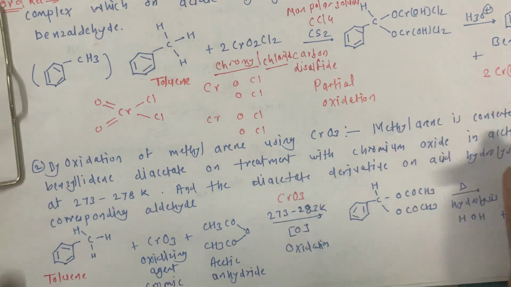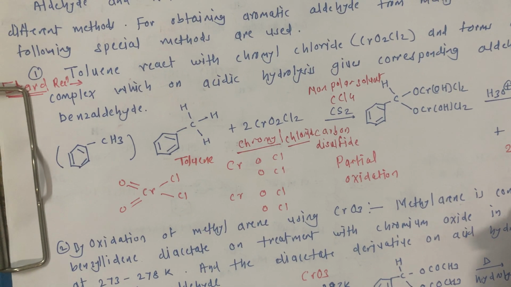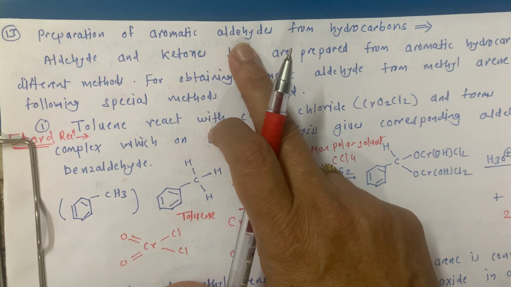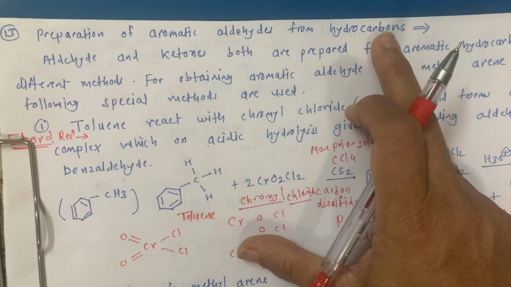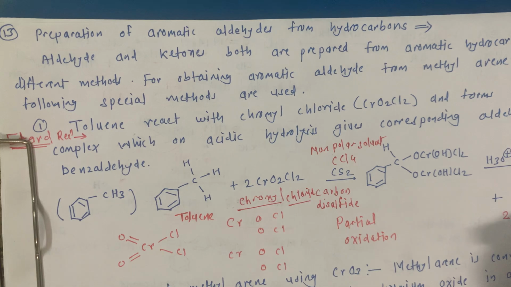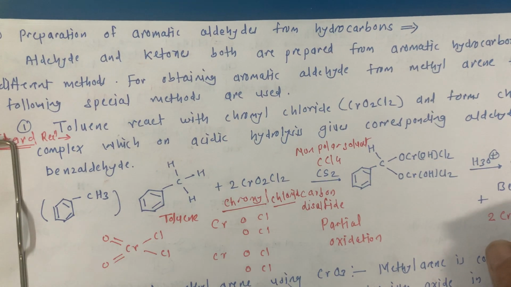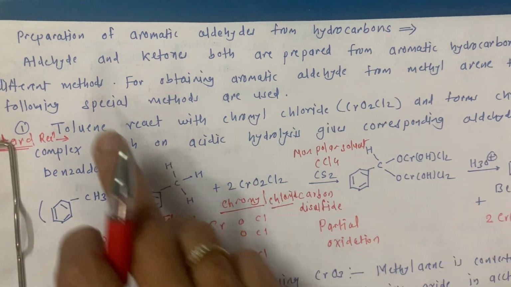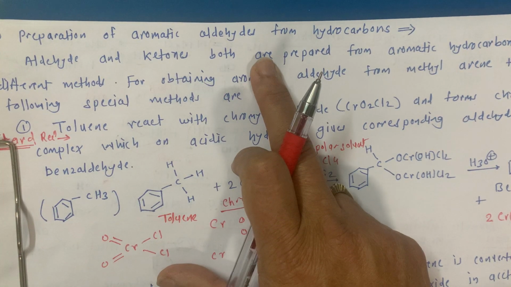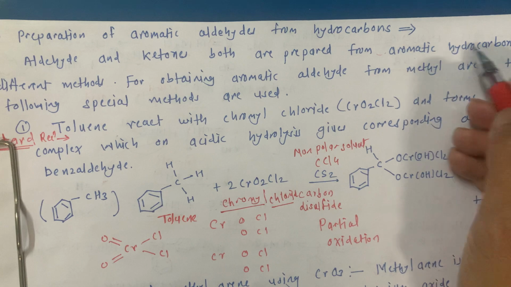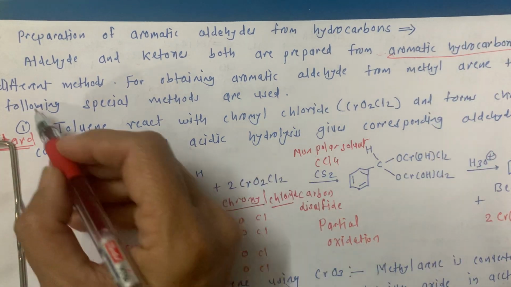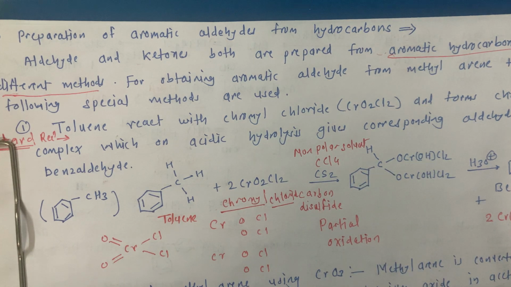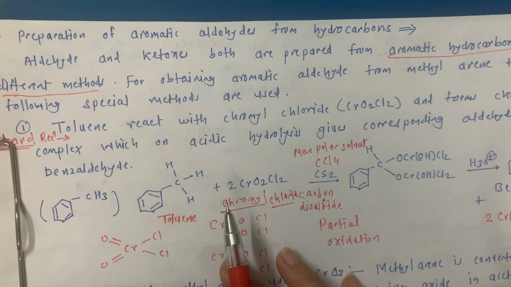preparation of aromatic aldehydes from hydrocarbons. Now this is again a somewhat difficult reaction, but I will try to make it simple. Aldehydes and ketones both are prepared from aromatic hydrocarbons by different methods. The methods are not the same. In the previous case, the methods are the same.